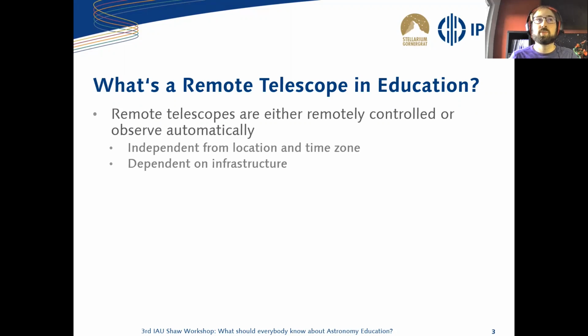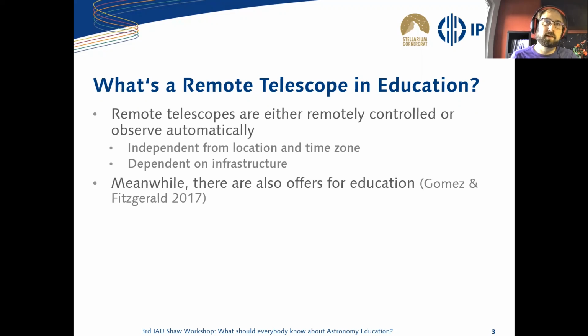So, well, remote telescopes are either remotely controlled or observed automatically. That means either the user controls the telescope somehow over a browser or something, or the user books pictures and the telescope does its job in the night and the user gets the picture next day. Both things are independent from the location and the time zone, but of course both are dependent on infrastructure. Besides the basic infrastructure of the observatory, you need internet mostly.